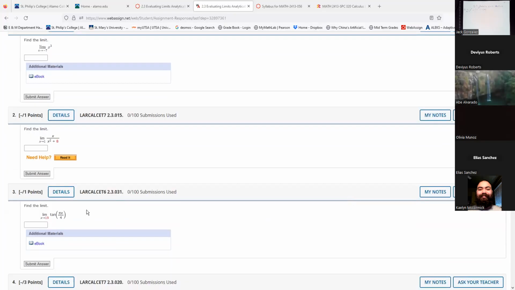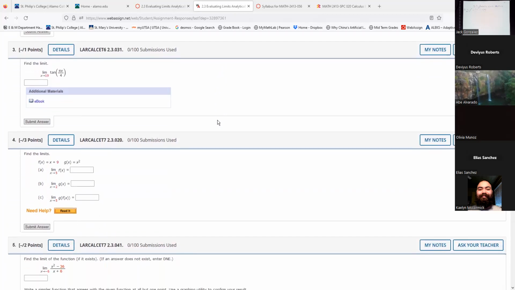Now, number two, you see how if you plug in 1, you're going to get 1 over 1 squared plus 8, which is equal to 1 over 9, right? Do you agree? So there's no issues here. So that would just be the answer. Okay. So just keep trying it until you get an issue. Let's look at one that is going to be a problem.